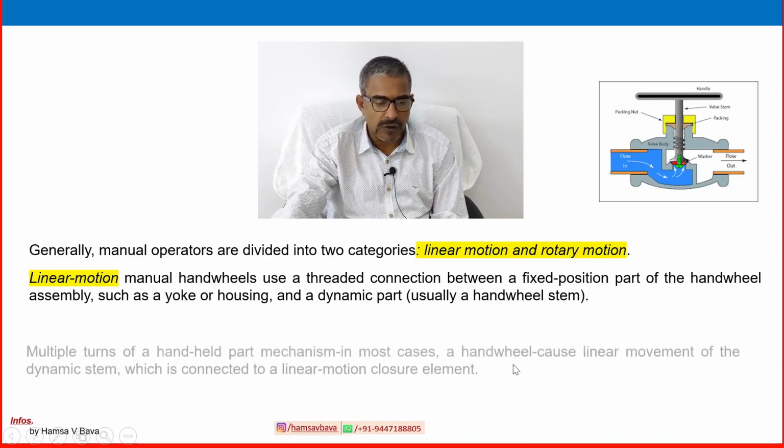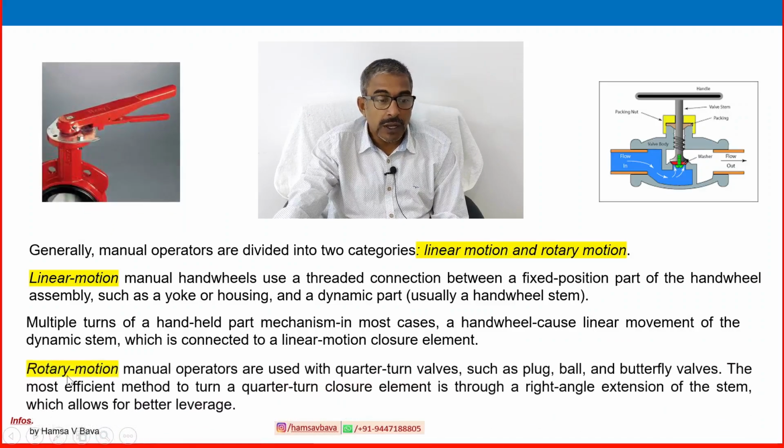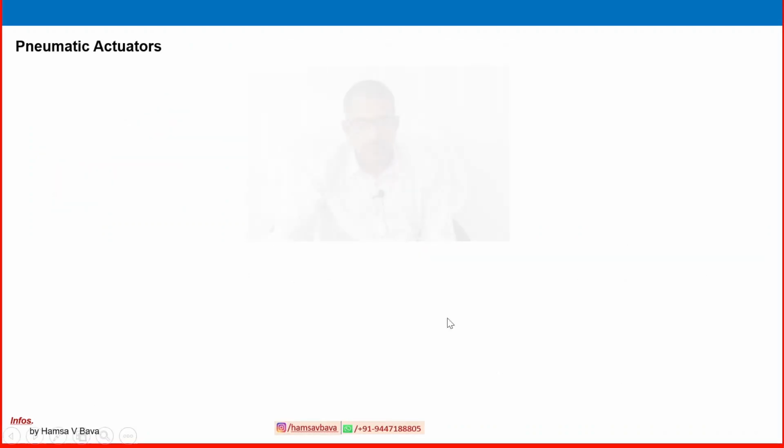So this is a linear motion valve, with multiple turns of the hand-held part. In most cases, a hand wheel causes linear movement of the dynamic stem, which is connected to a linear motion closure element. Rotary motion, on the other hand, look at that one. Manual operators are used for quarter turn, which is very important, horizontally, such as plug, ball and butterfly valves. The most efficient method to turn a quarter turn closure element is through a right angle extension of the stem, which allows better leverage. You can see here it is like pressing and moving. So rotary and linear motion valves are both there.